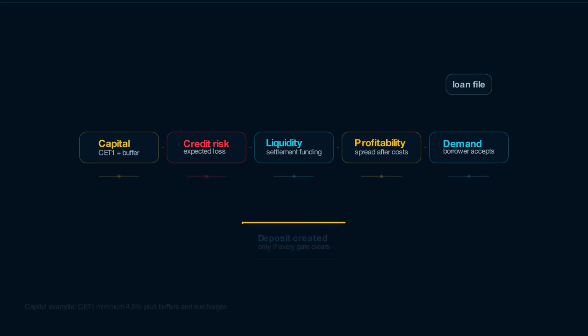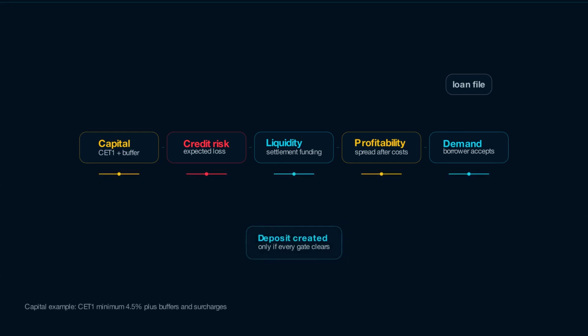Even if banks want to lend, someone must want to borrow at the offered rate. This is why modern money creation is endogenous. It begins inside the banking system, but it is disciplined by risk, capital, liquidity, regulation, and price.